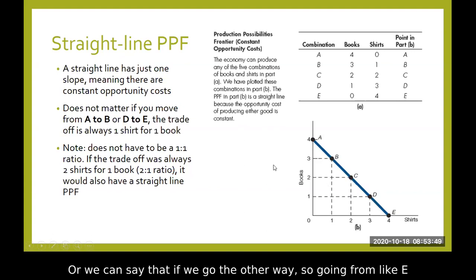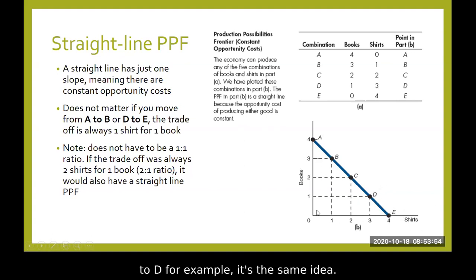Or we can say that if we go the other way, so going from like E to D, for example, it's the same idea. We're giving up 1 shirt in order to get 1 book. So the trade-off is always 1 to 1.